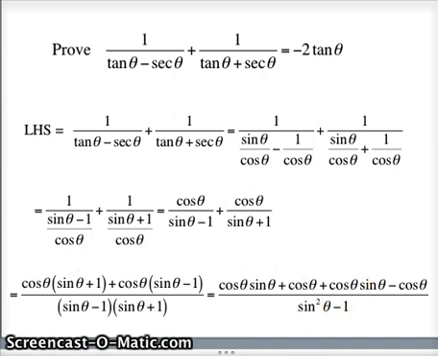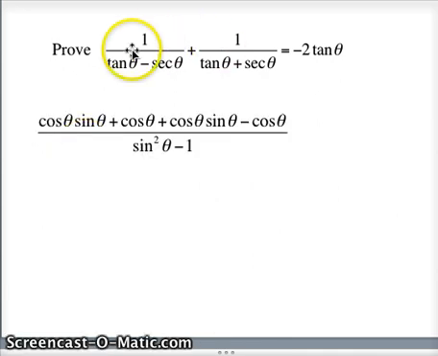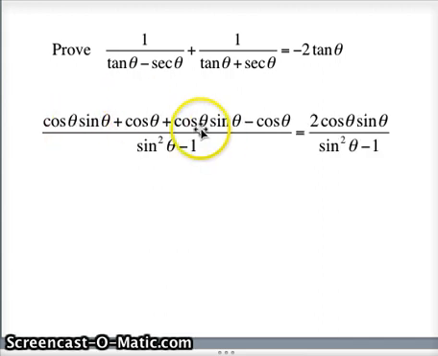Well, we're not finished with this. We have some more work to do, so let me go ahead and grab that last line. We're trying to prove this, and here's the last line that we had from the previous page. Continuing, losing the cos thetas and adding these together, we get 2 cos theta sine theta over sine squared theta minus 1. Now this should indicate something. We know 1 minus sine squared theta is cos squared theta, but I don't quite have 1 minus sine squared theta. I'd like to get it.